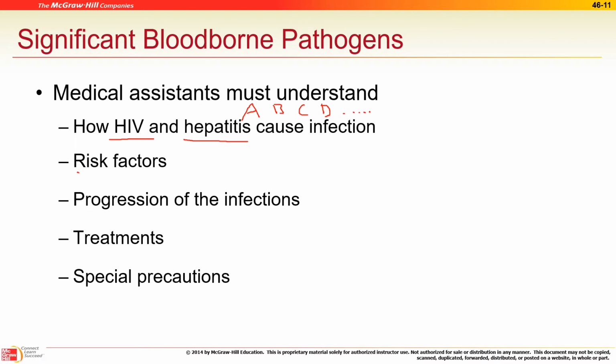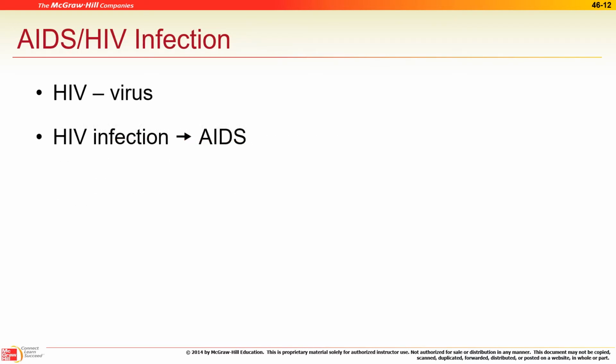Who's at risk? So for hepatitis and HIV, intravenous IV users, those who practice unprotected sex, they're at higher risk for these infections. HIV is the virus. So once you contract a virus, you can never get rid of it because a virus can hide.